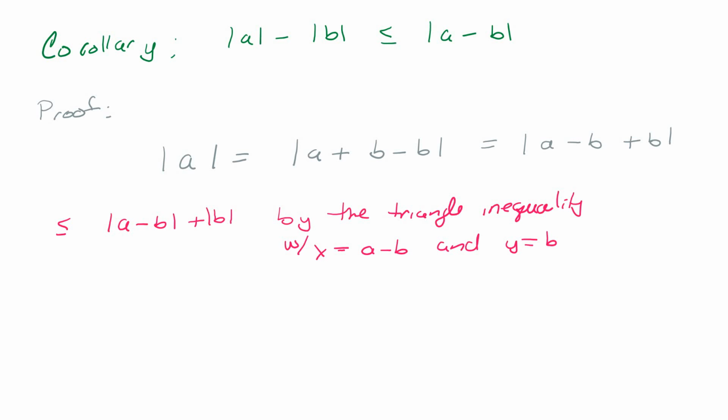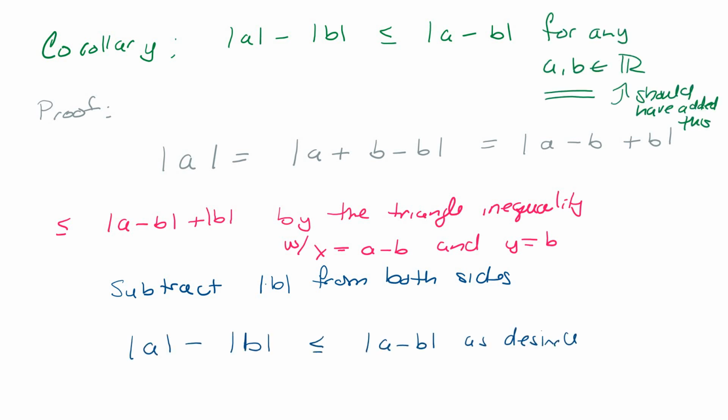And then by the triangle inequality with x equals a minus b and y equals b, I just apply that to what I have, and I get that thing. And then I subtract the absolute value of b from both sides, and I have what I desire. Pretty slick. It seems wrong, right? Just abusively wrong.